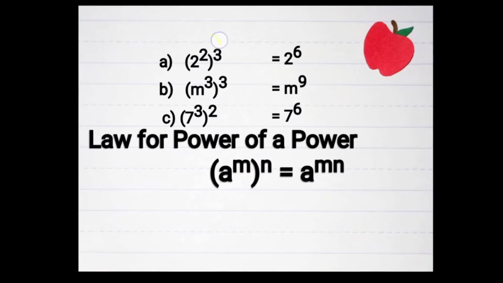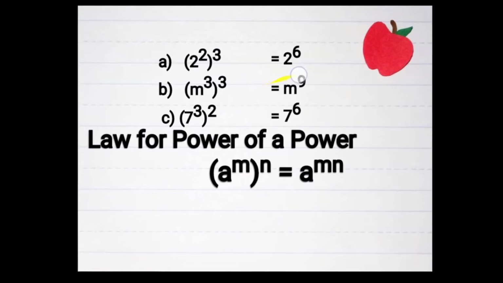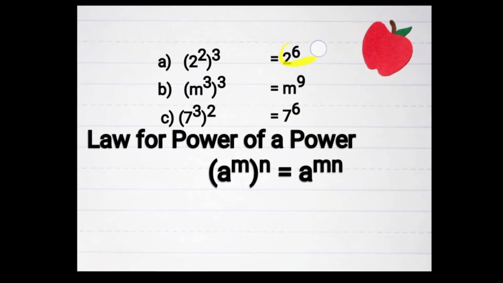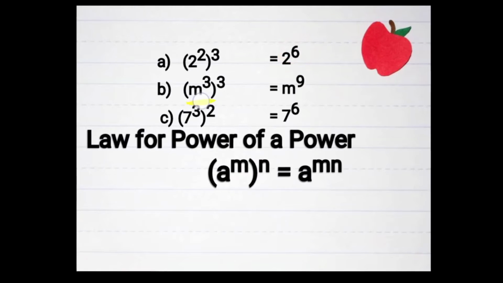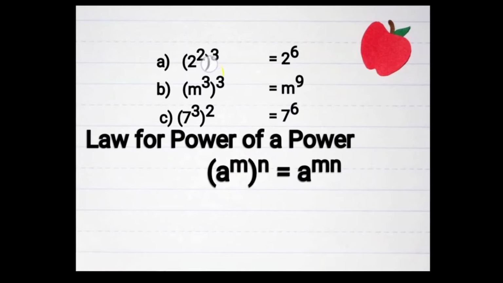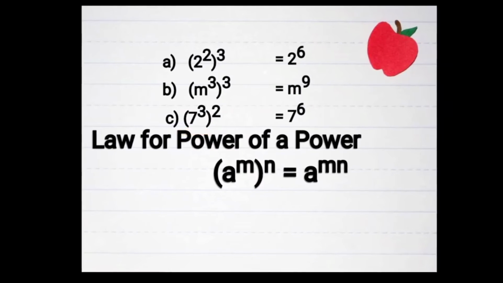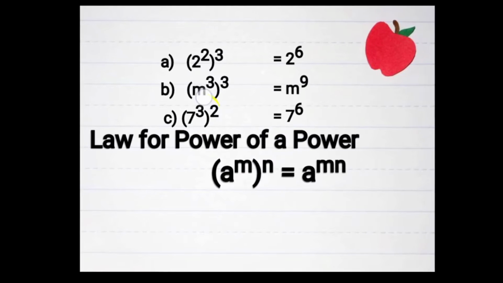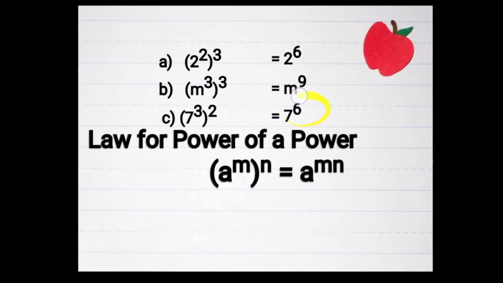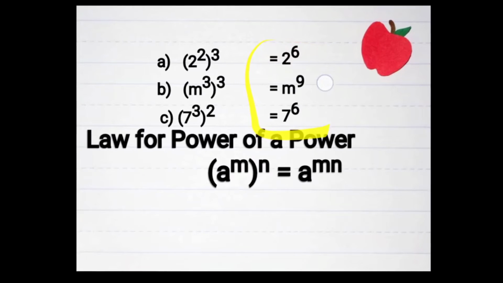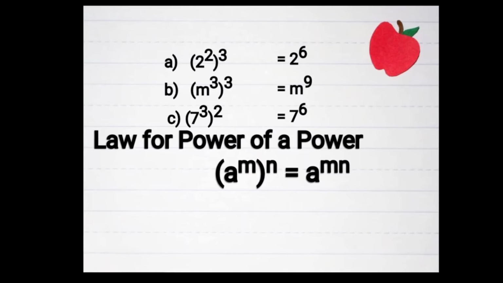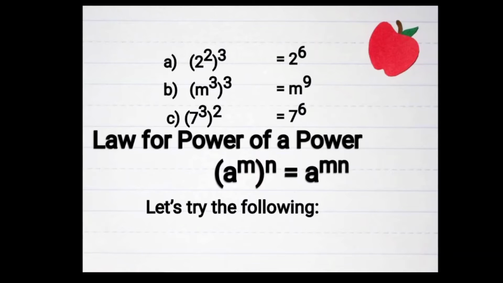So 2 times 3 is 6. Okay, copy the base 2. Then we have 6. Here, copy the base m. Then multiply. 3 times 3 is 9. Letter C, copy the base 7. Then 2 times 3 is 6. That's why we have these answers. Okay, you have to multiply the exponent outside the parentheses to the exponents inside the parentheses. So let's try the following.